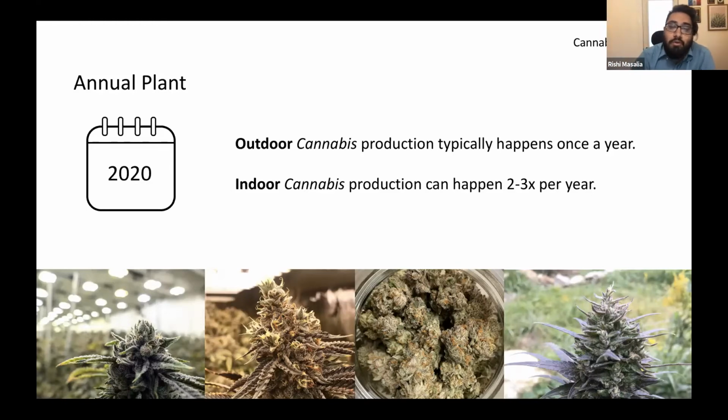There's outdoor cannabis production, which typically happens once a year. In California, this is predominantly what takes place, especially here in Northern California, the center for diversity of cannabis in the world. And then there's also indoor cannabis production, which can happen anywhere from 2 to 3 times per year, depending on how good you are at growing cannabis and completing that annual life cycle, everything from seed germination to harvesting yield.